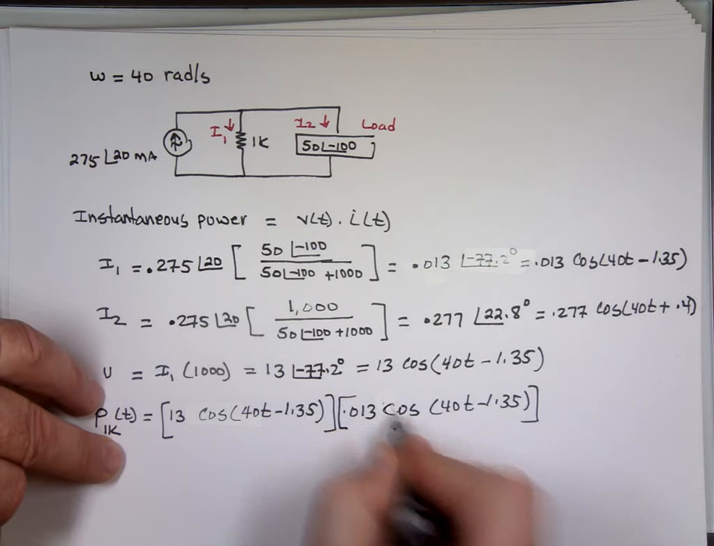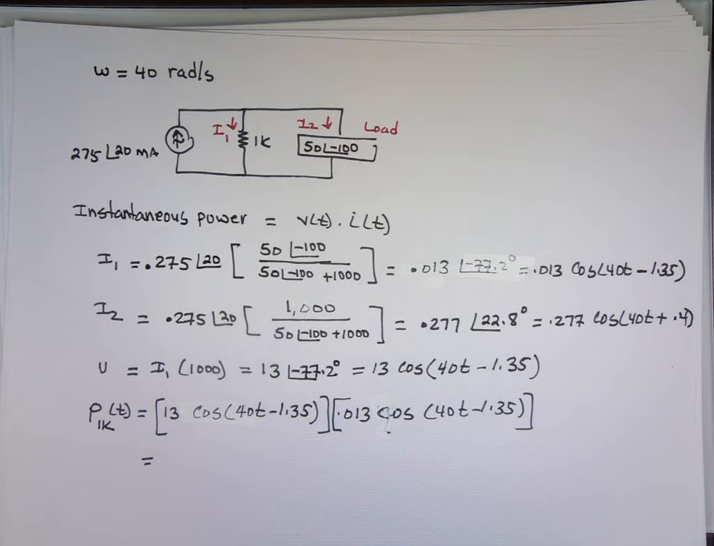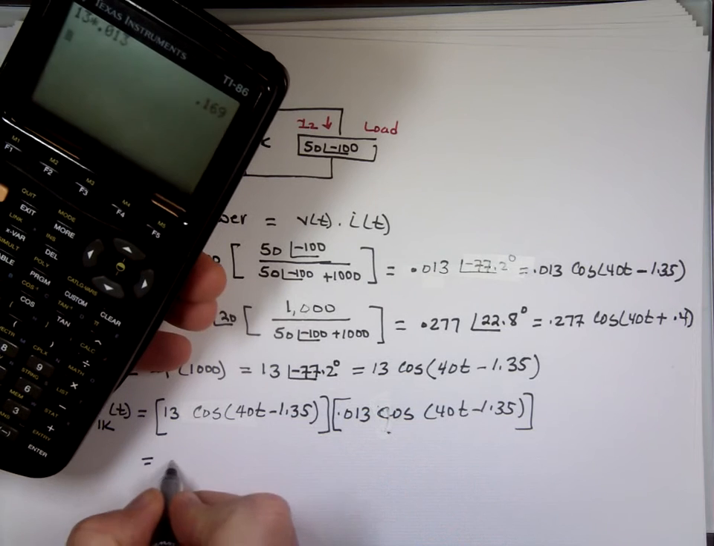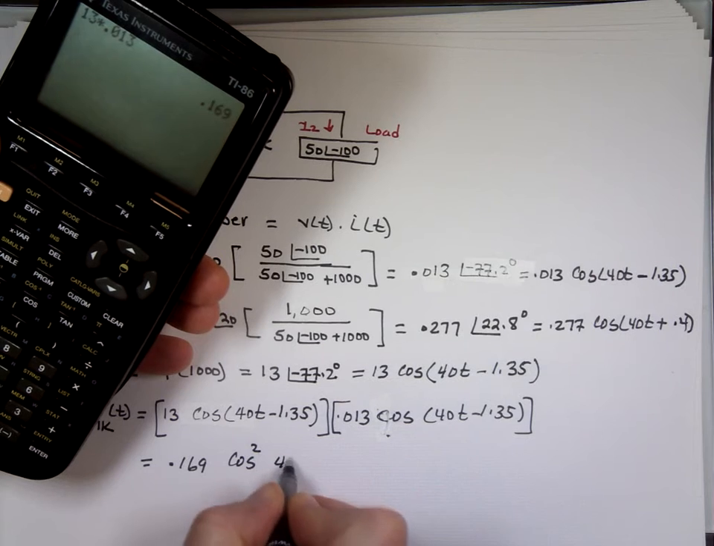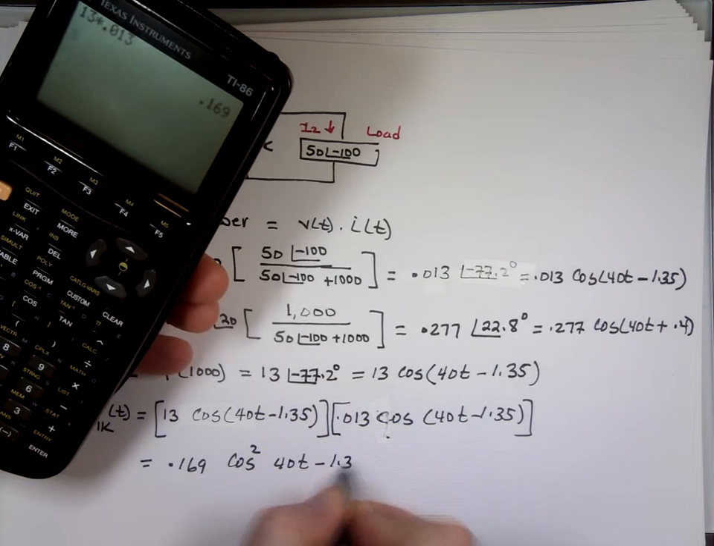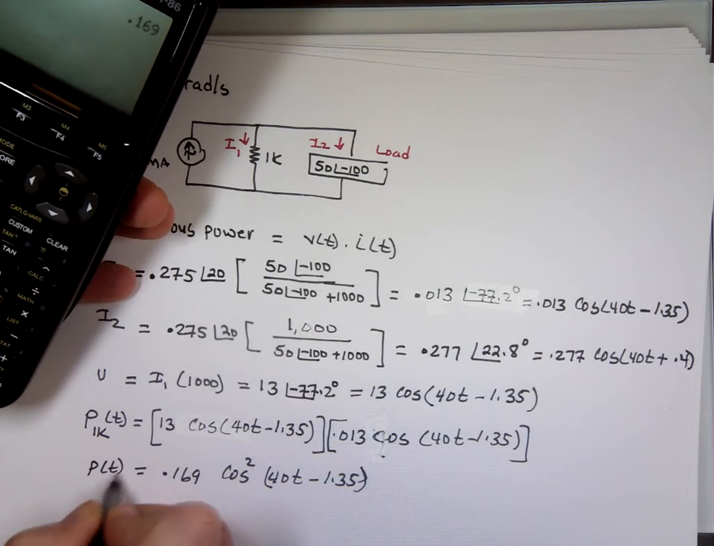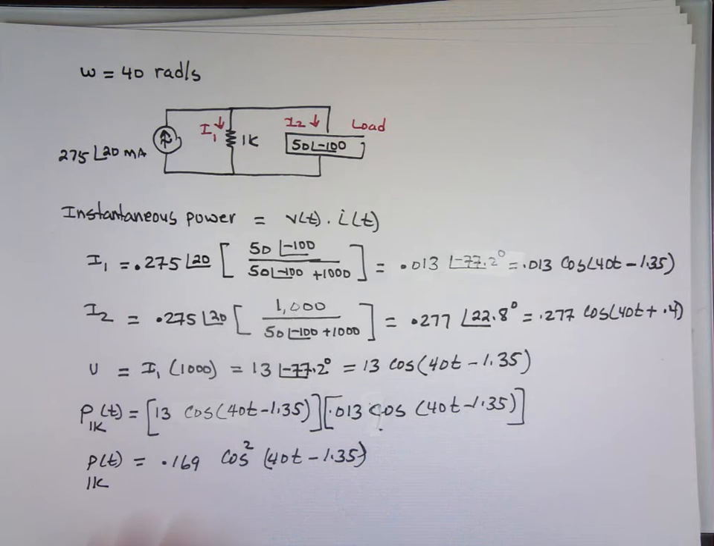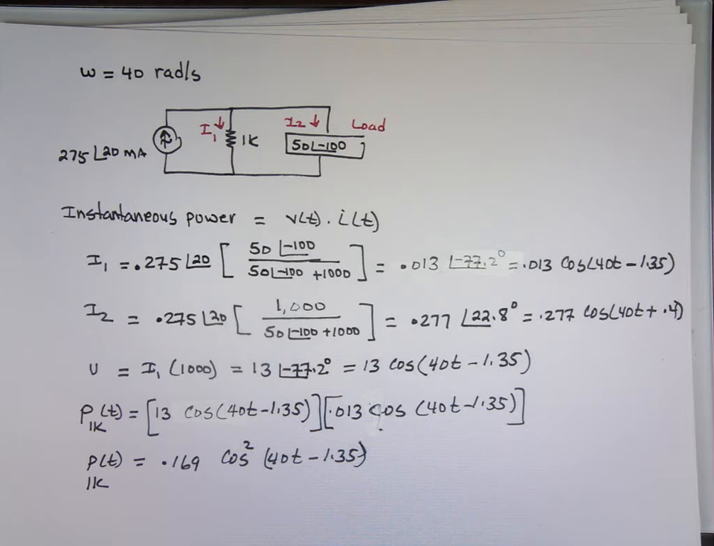The cosine is the same, so multiply 13 times 0.013, which gives 0.169 cosine squared (40t minus 1.35). You tell me what t is, and I'll tell you what the average power delivered to the 1K ohm is. We can do the same thing with that one. Multiply the two of them and just write the answer. So that's instantaneous power to the 1K. You want to find the instantaneous power for this? Multiply them out.